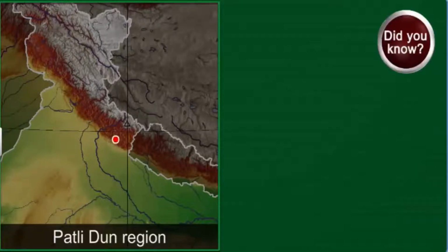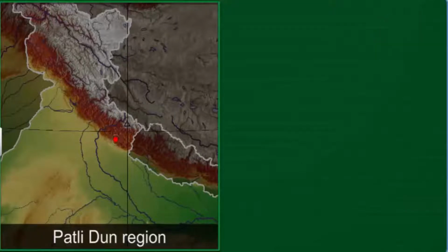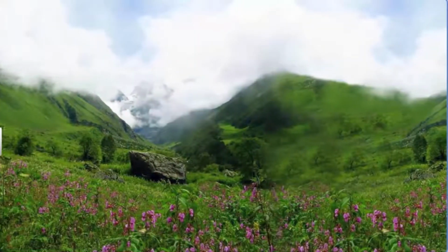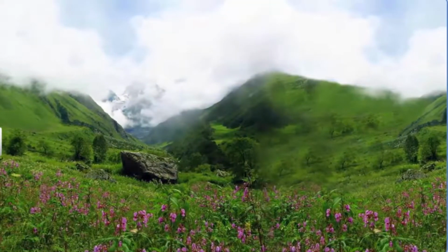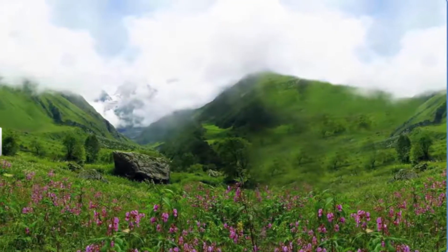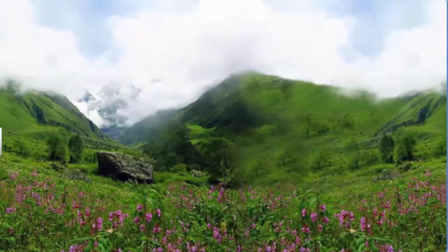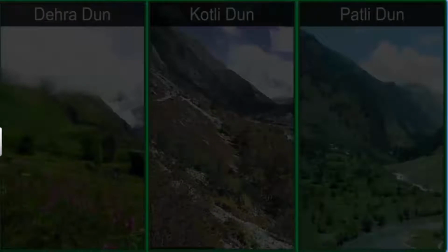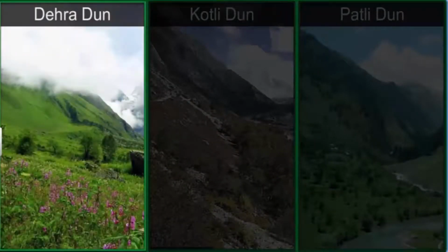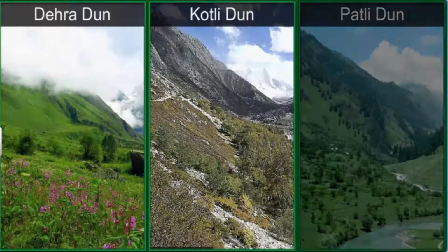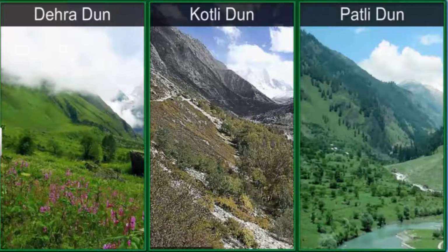You may have heard of Dehradun. The famous hill station of Mussoorie is located in the Dehradun Valley in the state of Uttarakhand. The longitudinal valleys that lie between the Himachal and the Shivaliks are known as duns. That's how the most famous valleys, including Dehradun, Kotli Dun and Patli Dun, got their names.